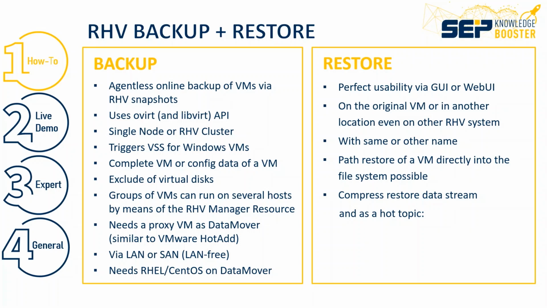You can also do a path restore directly to the file system, or you can compress the restore data stream and remove the null bytes and only restore the thin provisioning, the used data. That's also useful. And as a hot topic, I think the single file restore, where you can restore from the mounted backups of a Linux or a Windows virtual machine, is a really cool functionality, I think.